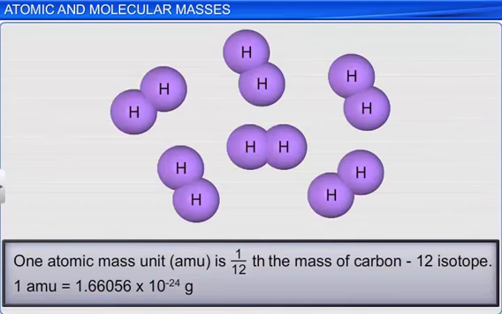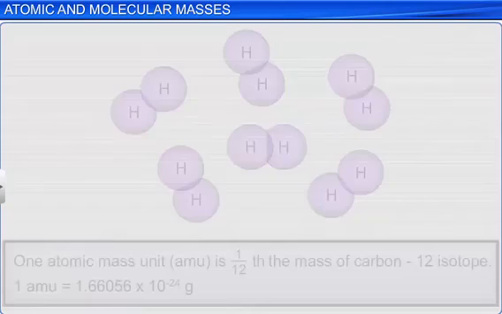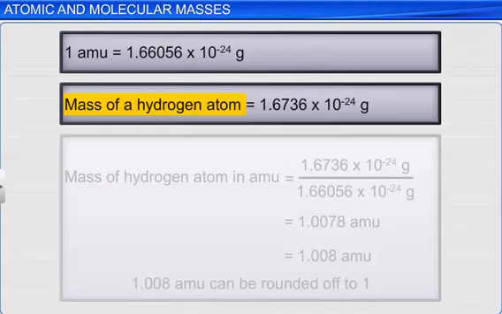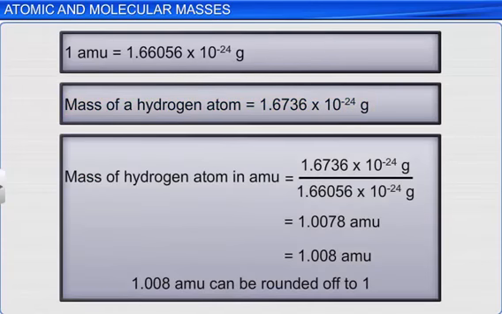Let's determine the atomic mass unit of hydrogen based on this formula. We know that one atomic mass unit is equal to 1.66056 multiplied by 10 raised to minus 24 gram. The mass of a hydrogen atom was determined using a spectrometer and was found to be 1.6736 multiplied by 10 raised to minus 24 gram. Therefore, in terms of atomic mass unit, the mass of an atom of hydrogen is said to be 1.008 AMU.